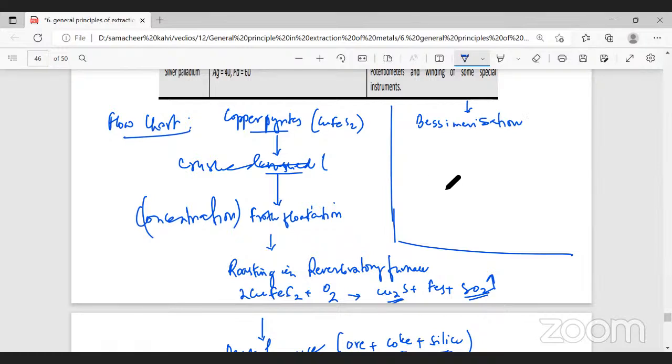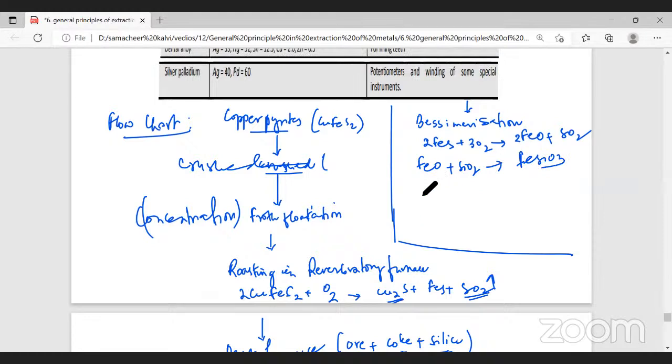So what happens? Now, copper matte contains iron sulfide. This iron sulfide, heated in the presence of oxygen, gives iron oxide, liberating sulfur dioxide. The traces of iron sulfide present in the copper matte get converted to iron oxide, liberating sulfur dioxide. This iron oxide will react with sand to form iron silicate slag.